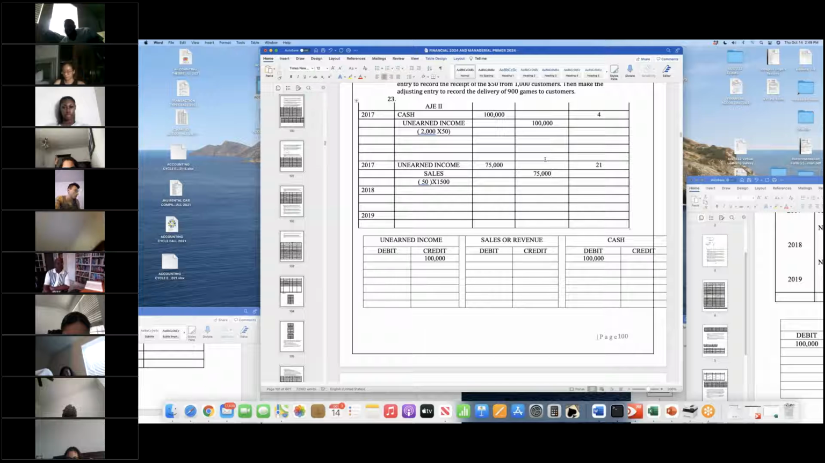And if we were to post that, we're simply going to do what? Debit unearned income for 75,000, credit sales revenue for 75,000. And so that's going to leave us 25,000 in the unearned account. Are there any questions?